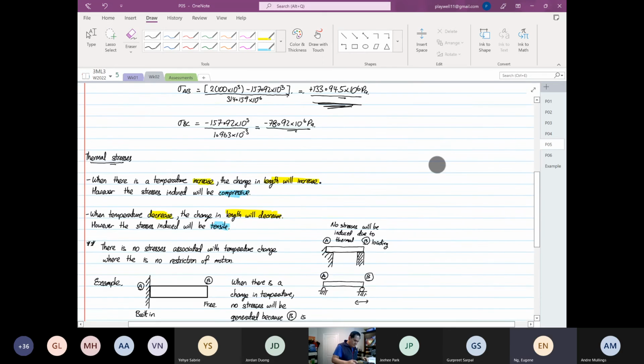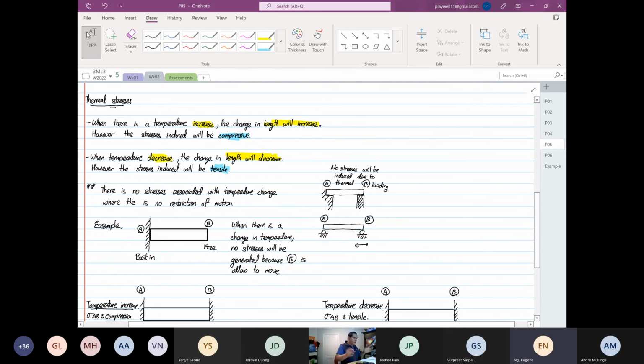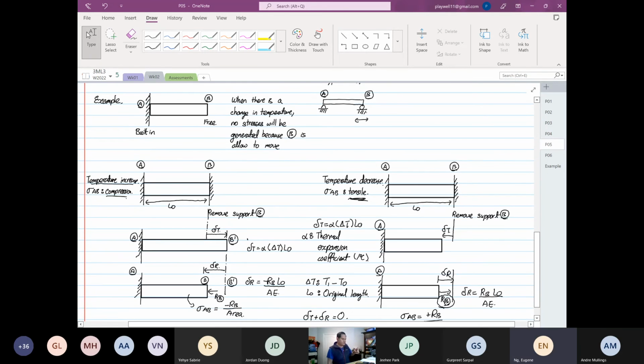Just to quickly summarize: when you restrict motion, you get stress. When it's allowed to move, no stress. I repeat again, when it's allowed to move, no stress. When it's restricted of motion, then you get stresses induced by the heat. When the temperature increases, you get compression. When temperature decreases, you get tensile.